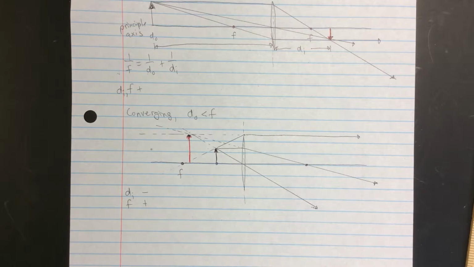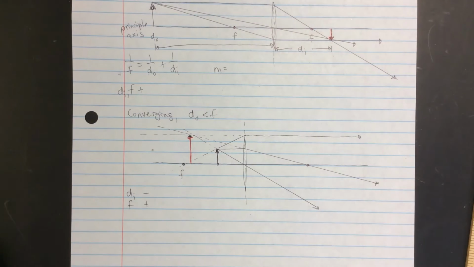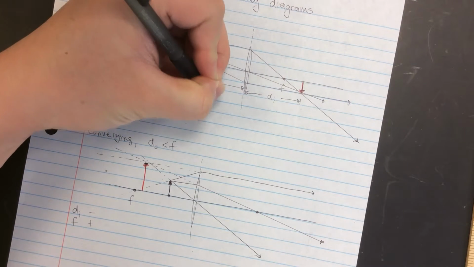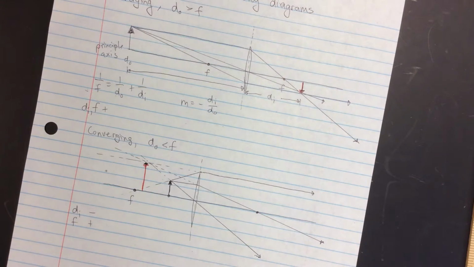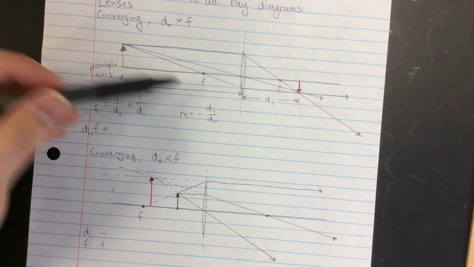There is one other equation that comes up, and it's called the magnification. The magnification equation is the negative image distance divided by object distance. Okay. So what is magnification? Magnification is basically by what factor your image gets bigger or smaller, right?